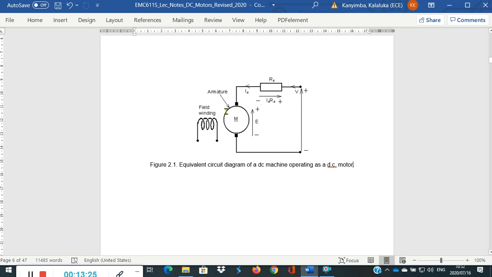Now, the motor needs to be excited, so there's a field winding. And once the motor is running, there's also a counter EMF, E, which is a generated voltage in the motor. The counter EMF, also known as the back EMF, opposes the supply voltage V. So we can say it controls how much current goes into the motor.